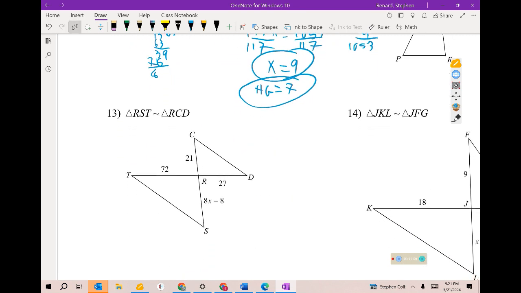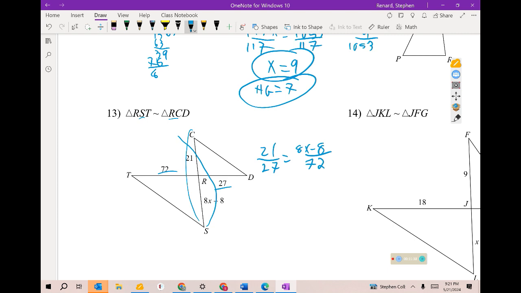So basically the same thing here. Notice we have RS right here, and that is matching up with RC. So we have these two matching up, and then those two matching up. So if we go 21 over 27 equals 8x minus 8 over 72.